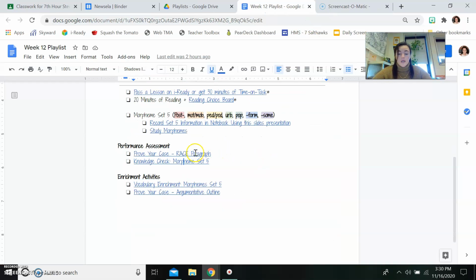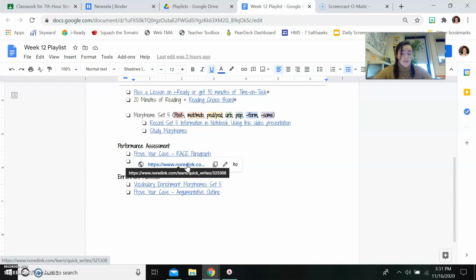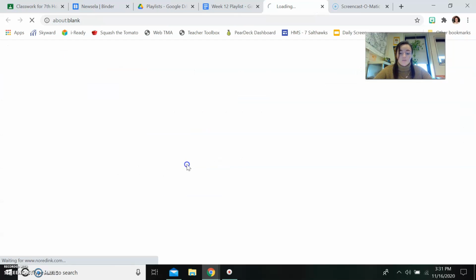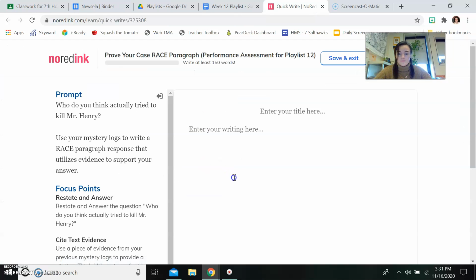And then they also have another performance assessment here. It takes you back to No Red Ink, but don't worry, you're not practicing any grammar this time. Instead, you're just doing a writing assignment. So, over here, the prompt is, who do you think actually tried to kill Mr. Henry? You're going to use your mystery logs to write a RACE paragraph response that utilizes evidence to support your answer.